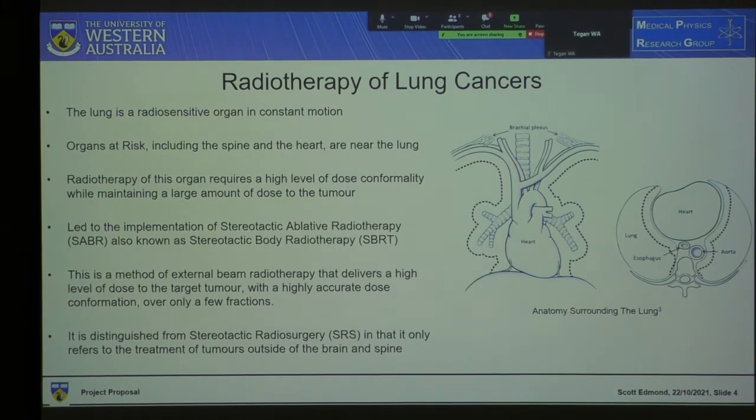So this has led to the implementation of stereotactic ablative radiotherapy, which is also known as stereotactic body radiotherapy. So this is a method of external beam radiotherapy that really highly focuses on that dose conformation while maintaining a high dose, and it specifically only uses a few fractions compared to more conventional forms of therapy. As a note, it's distinguished from radiosurgery in that it's only focused on extracranial tumours, so it doesn't focus on the head or the spine.